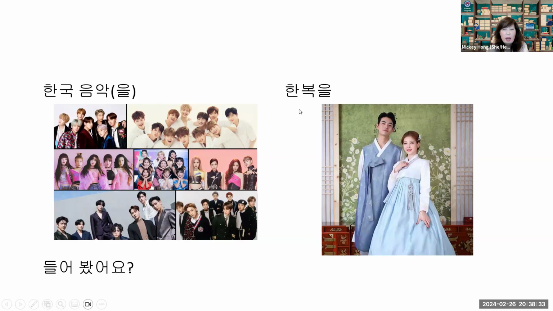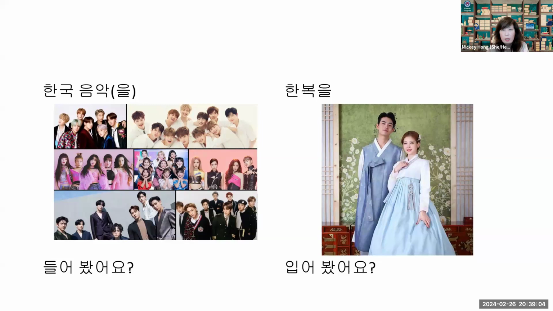Okay. 한복을, what is to try on clothes? To wear, 입다, 입어봤어요? Just a side note, 입다 is a 비읍 ending, a 비읍 base or stem verb, but it's not irregular. Like 춥다 becomes 추워요, 덥다 becomes 더워요. It's just 입다 is 입어요. 한복을 입어봤어요? Have you tried 한복, which is the traditional Korean attire.